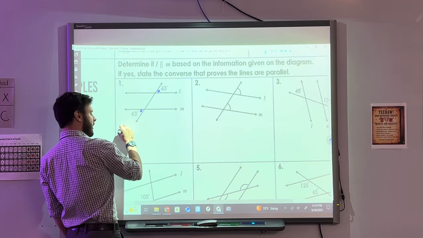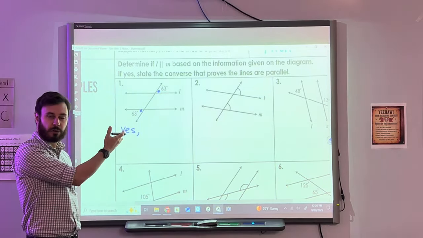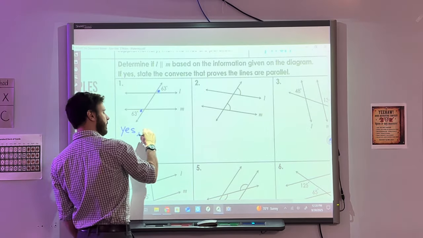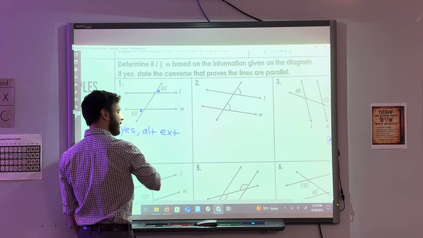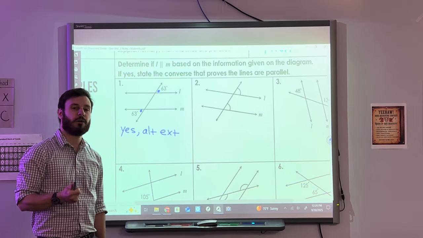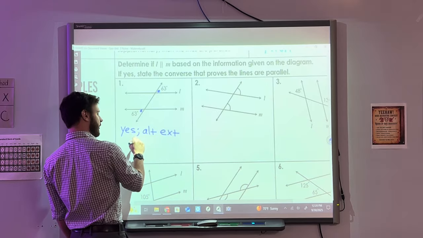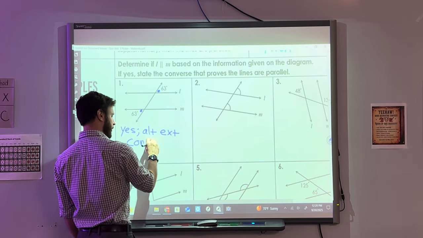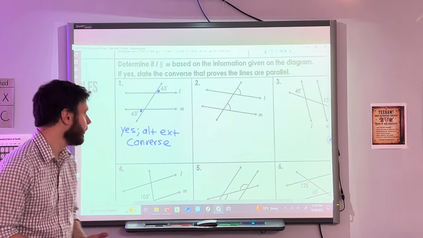So the answer is yes. These lines are parallel because alternate exterior angles are the same. So I will say alternate exterior, but then I need to add that word converse at the end. I'm using the alternate exterior converse. That's the proof, that's the reason.